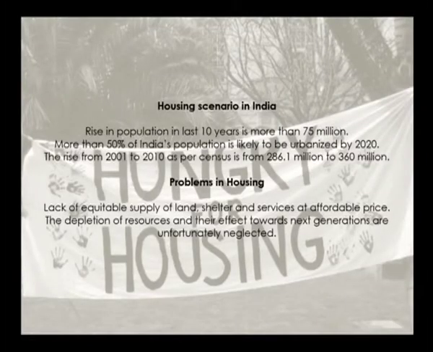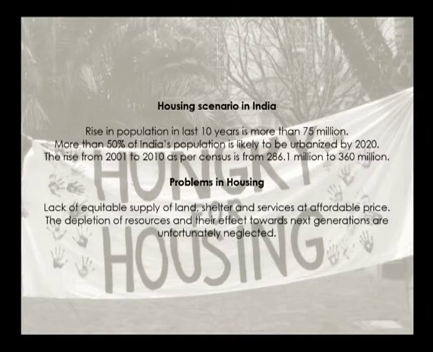Looking at the housing scenario in India for the past 10 years, or 1 decade, there has been an incremental growth from 286.1 million to around 360 million, and it also says that more than 50% of India would live in an urbanized condition by 2020.